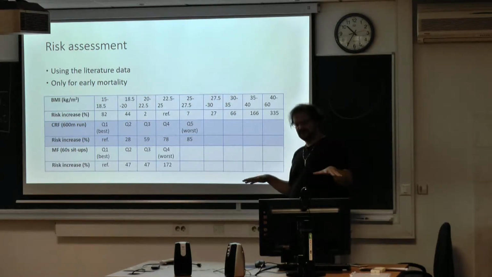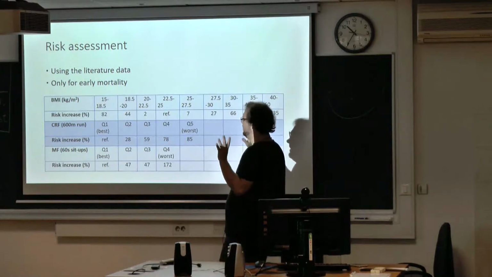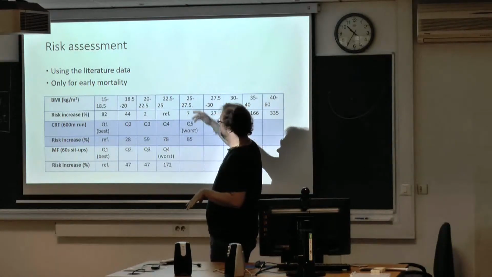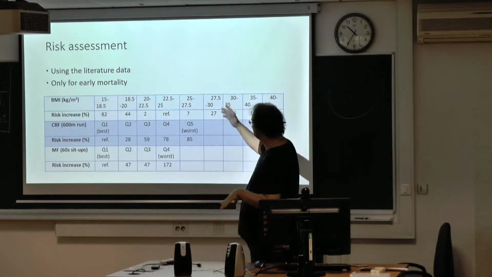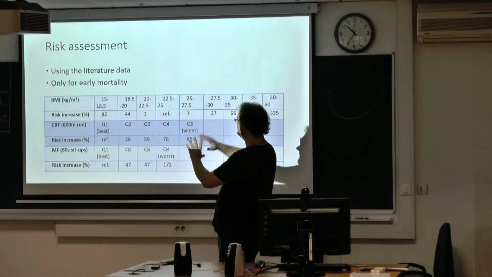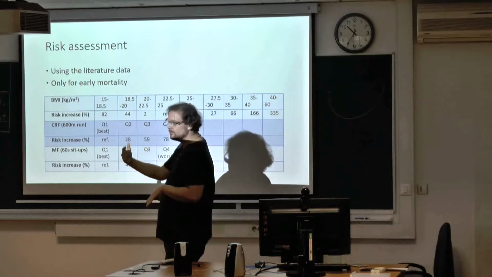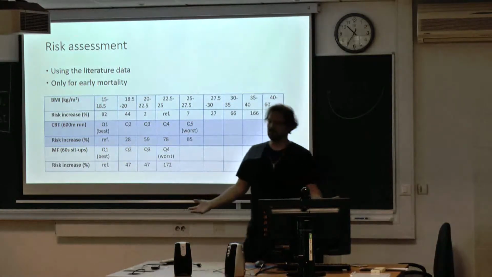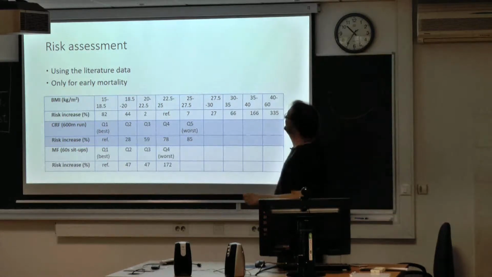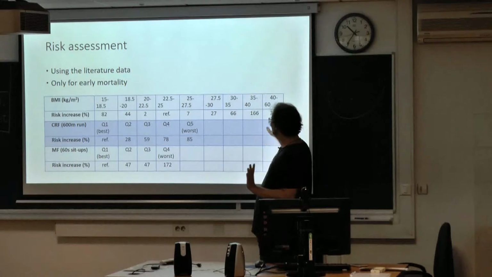And finally, the risk assessment is based on literature. We have the information that, for instance, if you have a BMI of 22.5 to 25, this is the reference, this is the normal risk. And if you are under that, you're at more health risk because you're underweight. And if you increase your weight to unimaginable proportions, you are at much higher risk.